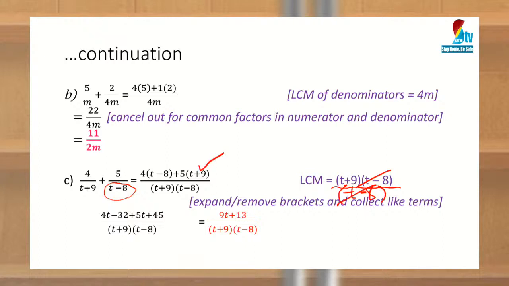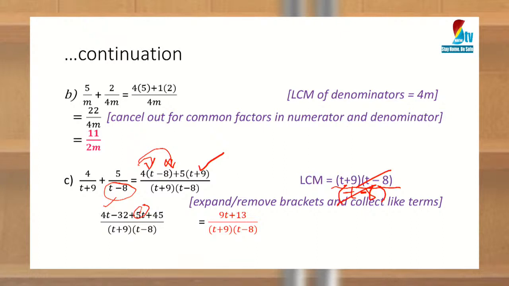Then now you are going to recall that earlier on I've mentioned that you need to know how to remove brackets. So when we are removing brackets, we multiply the outer number into the bracket. So we are going to have 4 times t, 4t. 4 times 8, remember the sign, minus 32. And then plus 5 times t, 5t. 5 times 9, 45. All over t plus 9 multiplied by t minus 8.